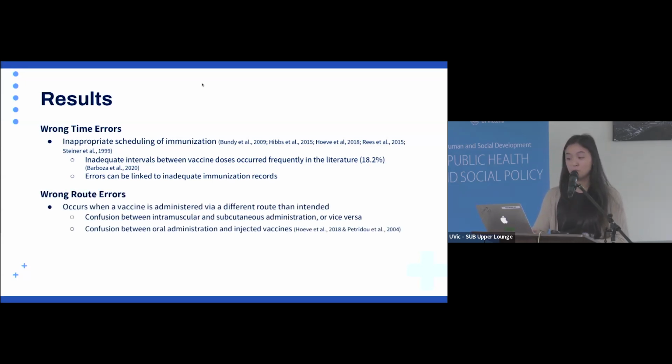Next, we have wrong route errors, and this is a significant concern in vaccine administration, occurring when a vaccine is intended for a specific route but is mistakenly administered via a different route. You have three types of mistakes that can happen in this way. When you have a vaccine designed for intramuscular administration being delivered subcutaneously or vice versa, and you also have instances where orally administered vaccines are mistakenly injected.